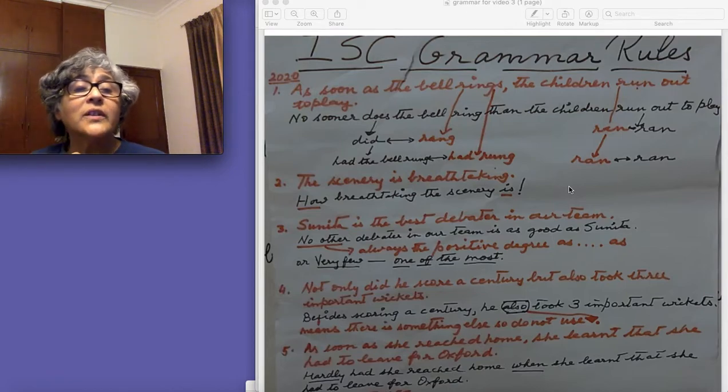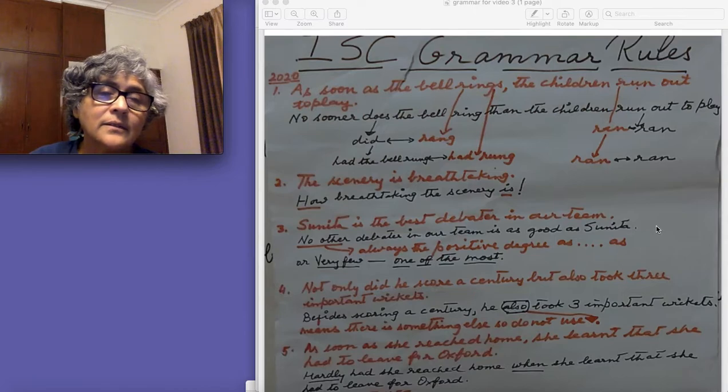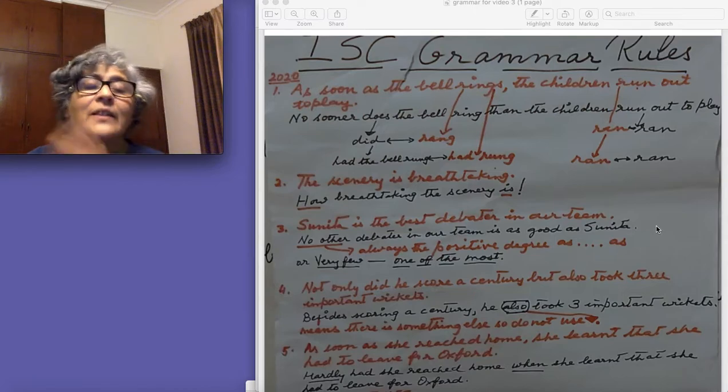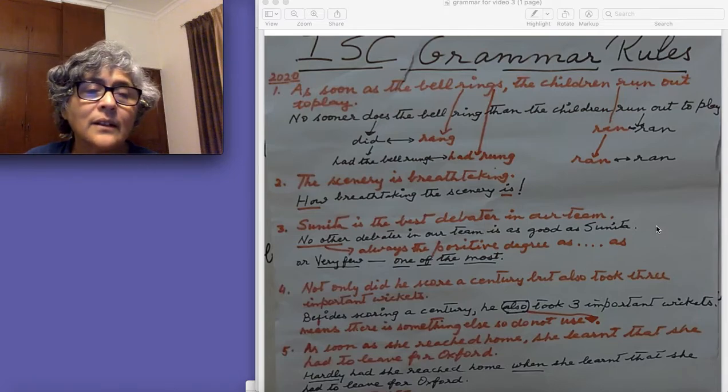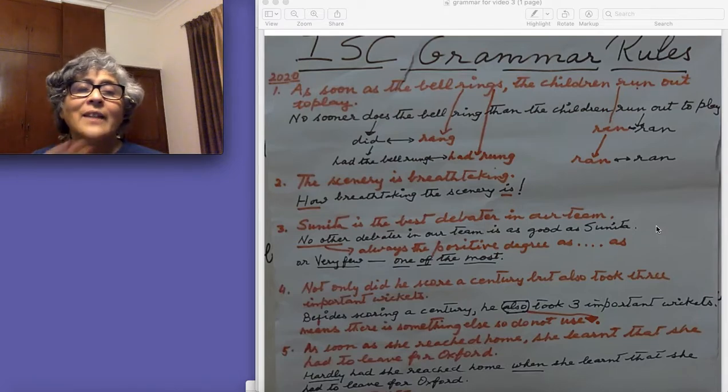You know the degrees of comparison. You have questions, and most of the time you'll find it begins with "no other." And whenever you have "no other," you know it is a positive degree of comparison. That means no other debater in our team is as good as Sunita. Okay. Very few members of our team are as good as Sunita. So most of the time you get "no other," which you know has to be changed into a positive degree.